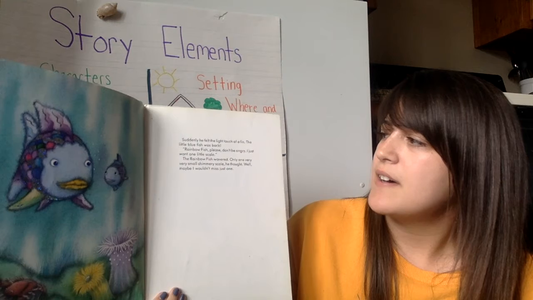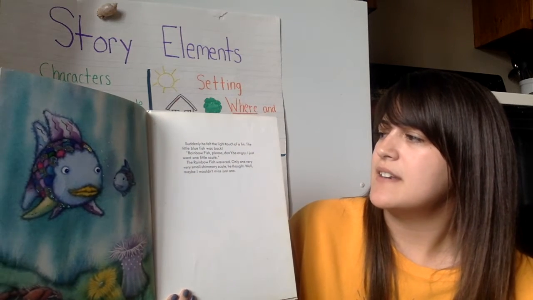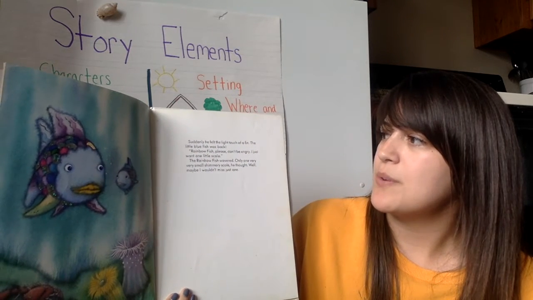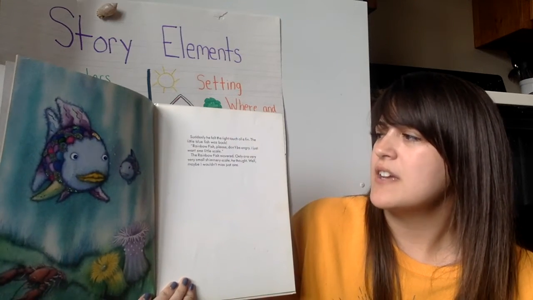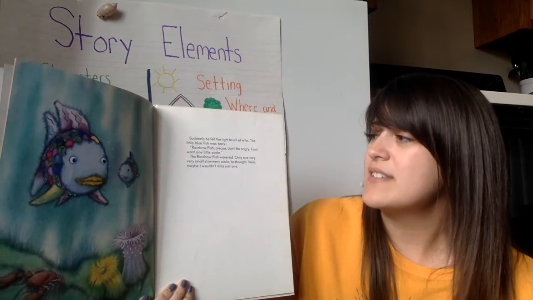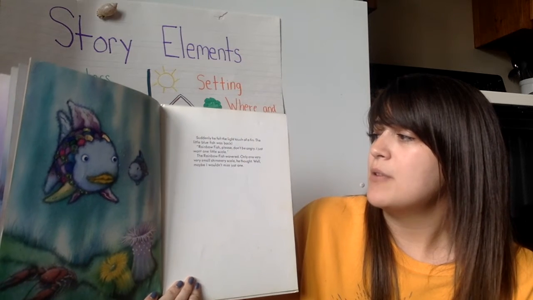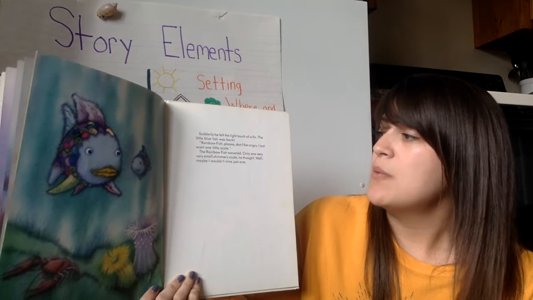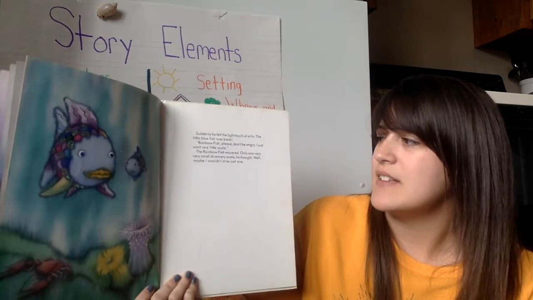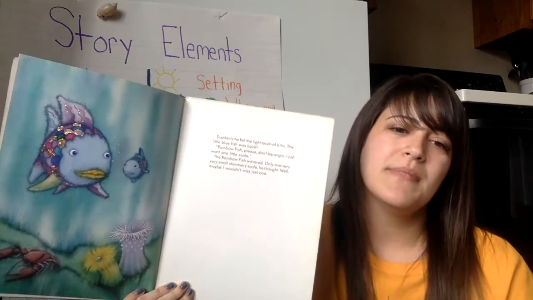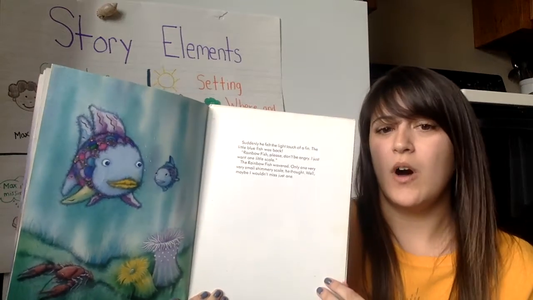Suddenly, he felt the light touch of a fin. The little blue fish was back. "Rainbow fish, please don't be angry. I just want one little scale." The rainbow fish wavered. Only one very, very small, shimmery scale, he thought. "Well, maybe I won't miss just one."